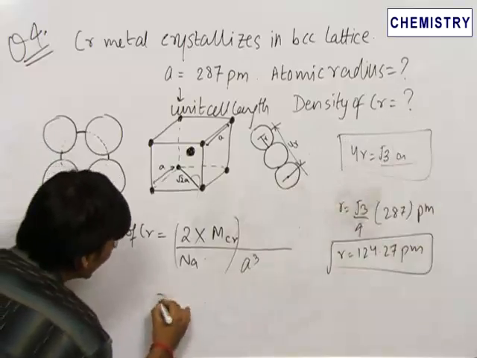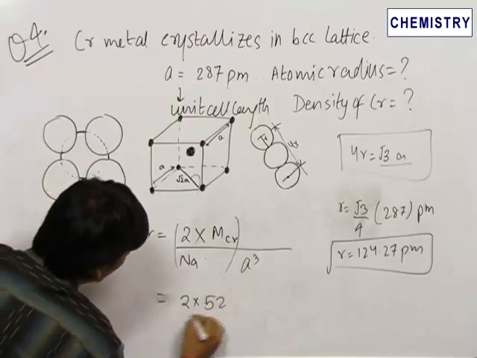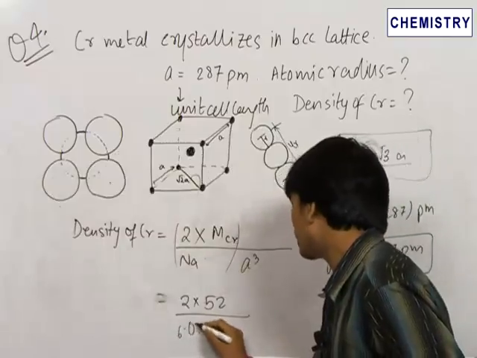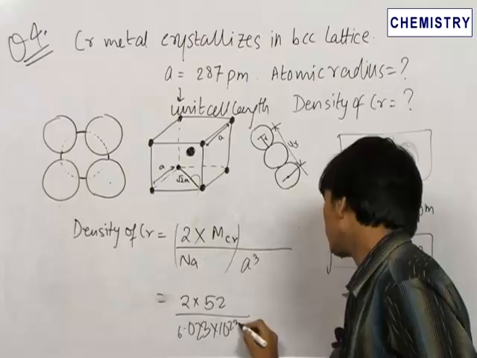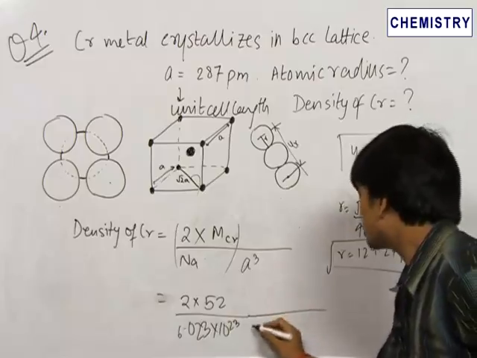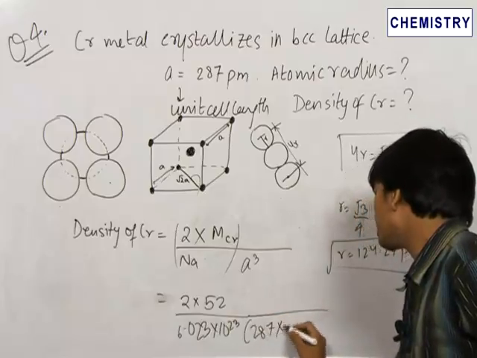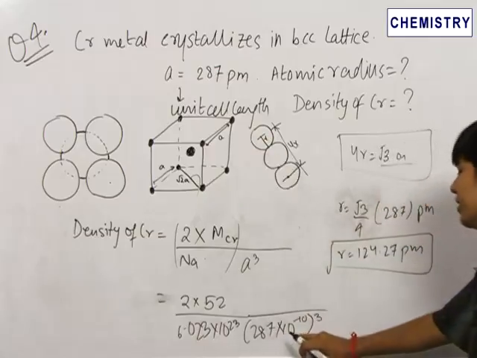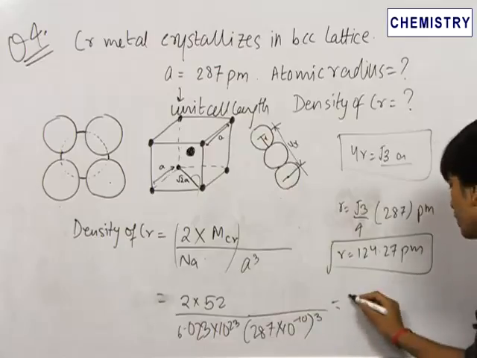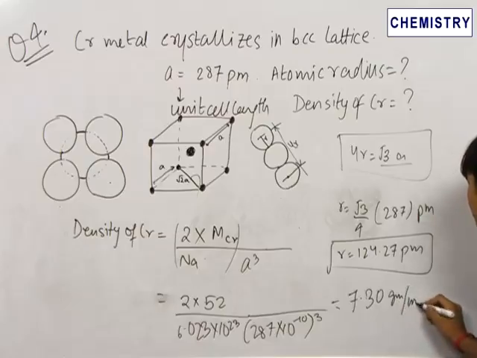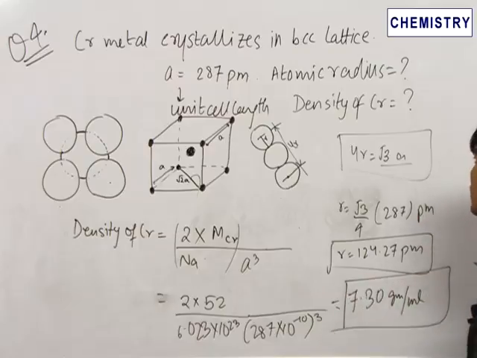Substituting the values over here, we get 2 into 52, since the molecular weight of chromium is 52, upon 6.023 into 10 raised to 23, into A cube, that is 287 into 10 raised to minus 10 whole cube. I have converted this into centimeters. To find the answer in gram per ml, this comes out to be equal to 7.30 gram per ml. And this is the final answer for the density of chromium, that is 7.30 gram per ml.